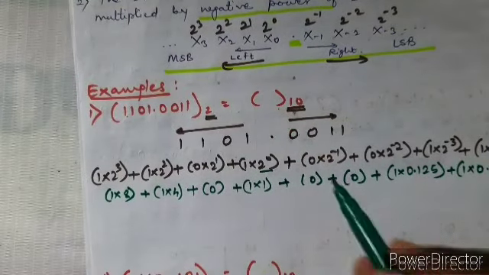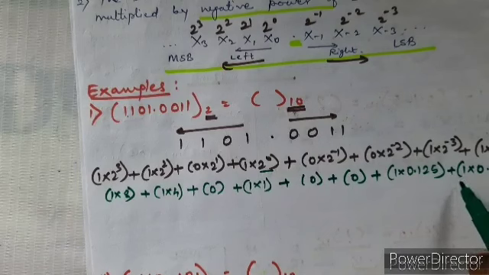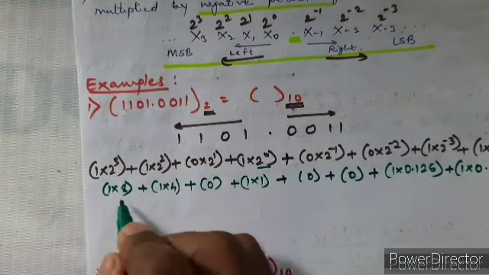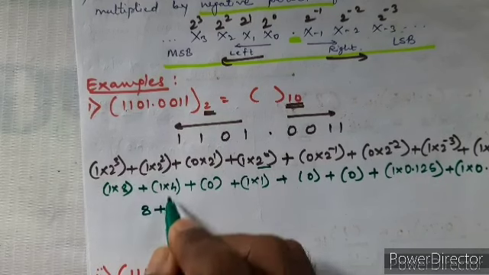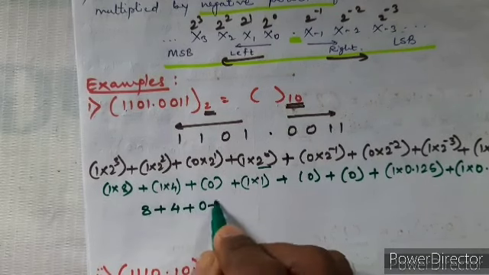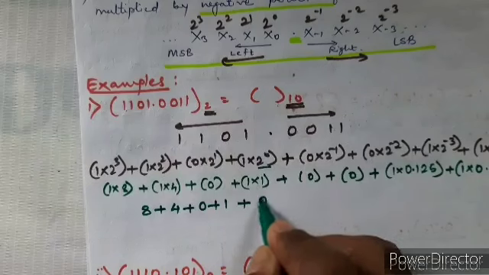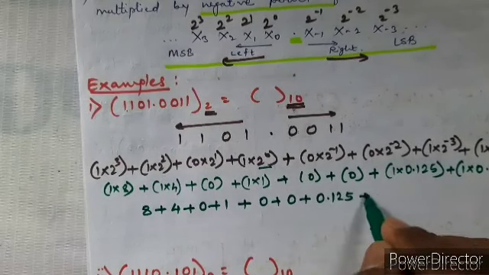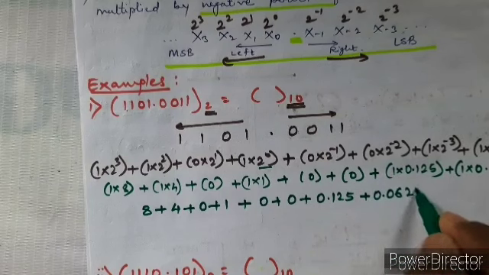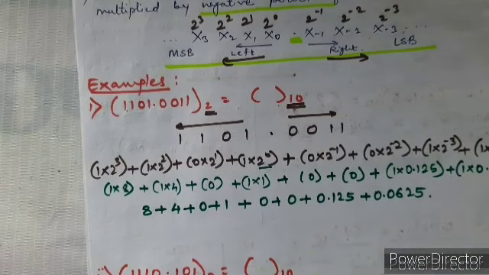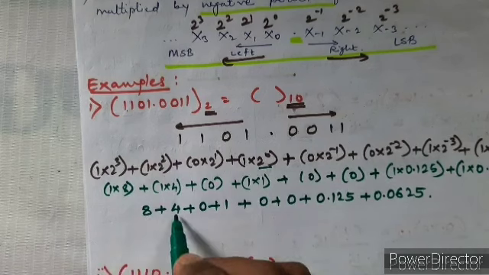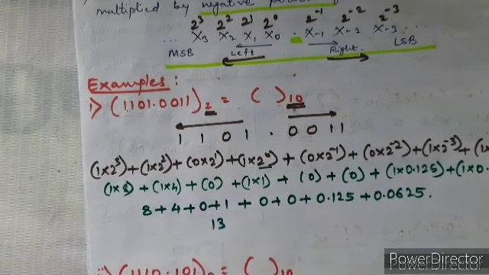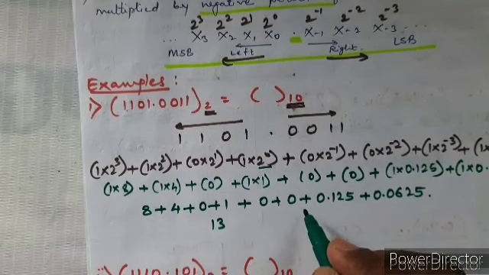All these, when we have converted in this form, we are supposed to add this. So this becomes 8 plus 4 plus 0 plus 1 plus 0 plus 0 plus 0.125 plus 0.0625, right? So 8 plus 4 is 12 plus 1 is 13. Okay, so this is 13, right?